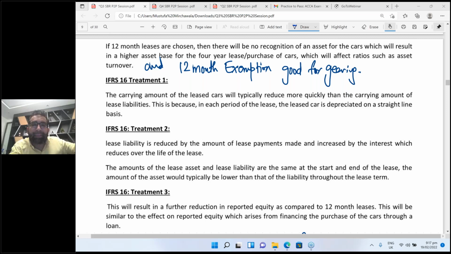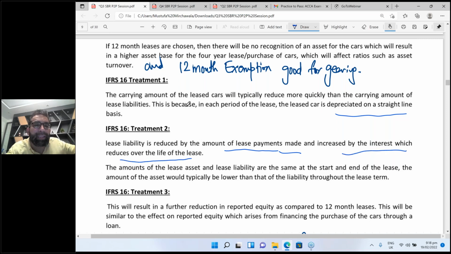Stay calm. The carrying amount of the leased car will typically reduce more quickly than the carrying amount of the lease liabilities. This is because in each period the leased car is depreciated on a straight line basis. On the other hand, lease liability is reduced by the amount of lease payments made and increased by the interest, which reduces over the life of the lease. Slow. First read it and think. I'll show you the entries.